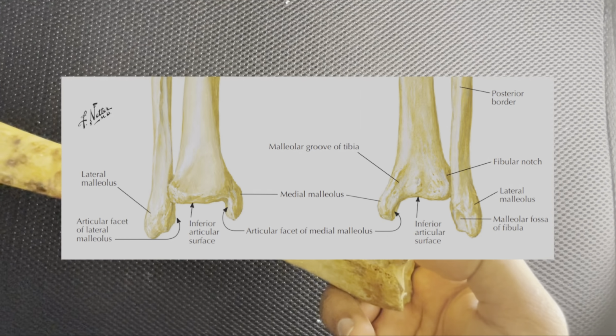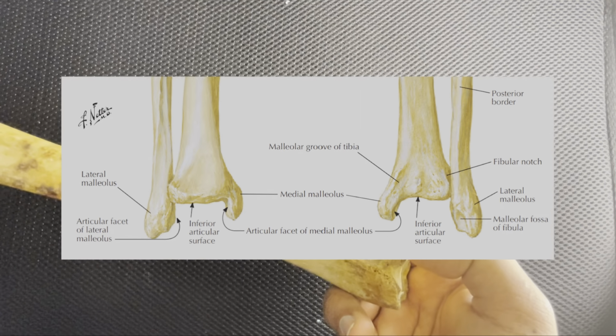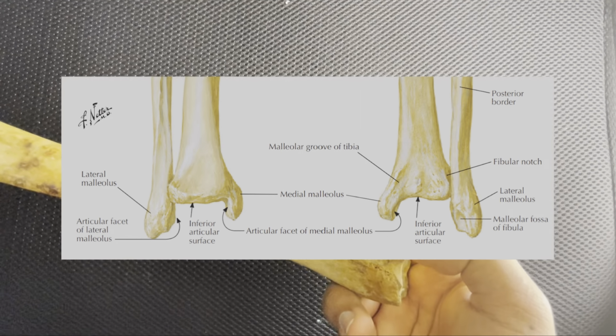The superior and the inferior are basically a type of syndesmosis, which we are going to discuss in our joints.